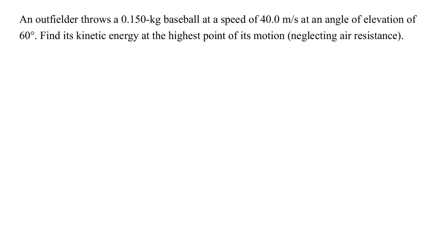This is going to be an explanation of the outfielder problem. We're told that an outfielder throws a 0.15 kilogram baseball at a speed of 40 meters per second at an angle of elevation of 60 degrees. What does this mean? It means that the ball is being thrown in this direction. The speed is 40 meters per second, and the angle compared to the ground right here is 60 degrees. So we're told the speed and what direction.